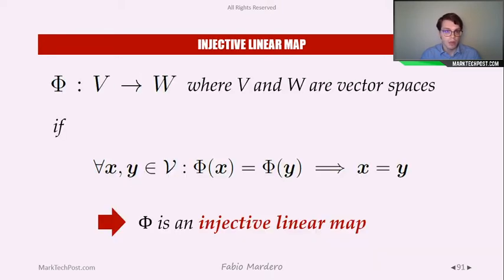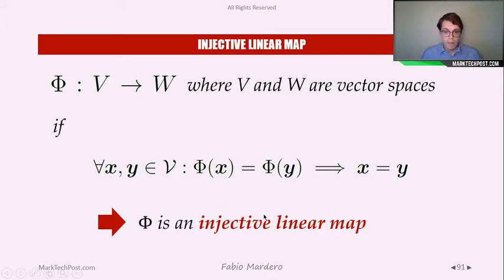There are three special types of linear mappings. In particular, if a generic linear map that goes from V to W follows this condition that we will see in a minute, the function is said to be injective. So phi is an injective linear map.